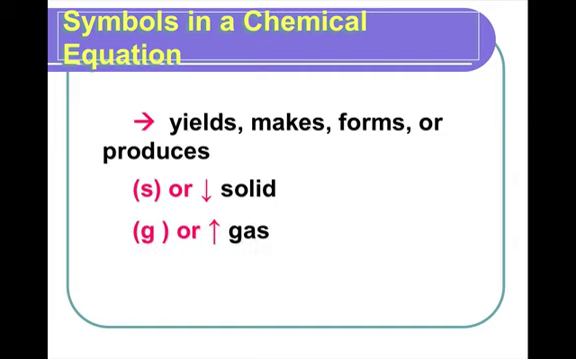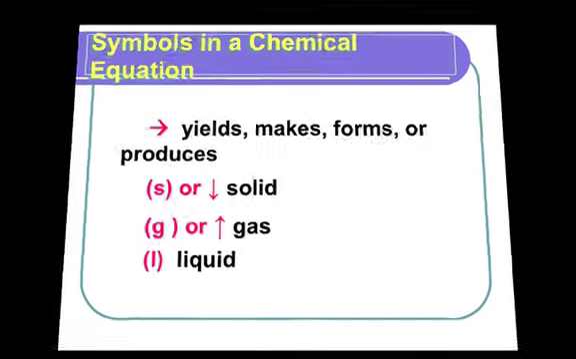G, or an up arrow, means a gas is formed. Think about, where do the bubbles go when they're formed? They usually go up because they're less dense than the liquid they're in. L is for liquid. This is an L, sometimes mistaken for an I. You might find it helpful to write the L in cursive.